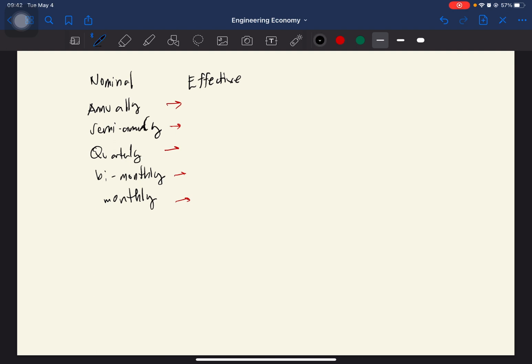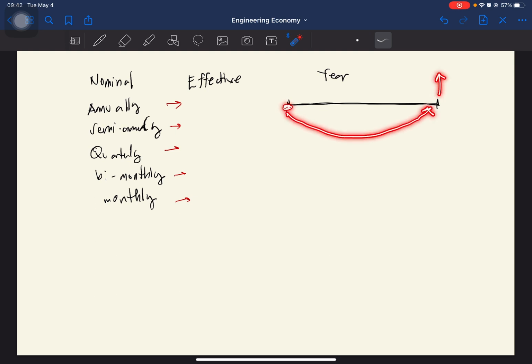Let's discuss it visually. So this is the year. In compounded annually, your money is compounded only once. From year 0, the beginning of the year, after 1 year it is compounded. In semi-annual, it is compounded twice within a year. From the present, or the start of the year, it is compounded mid-year, then compounded another time at the end of the year.